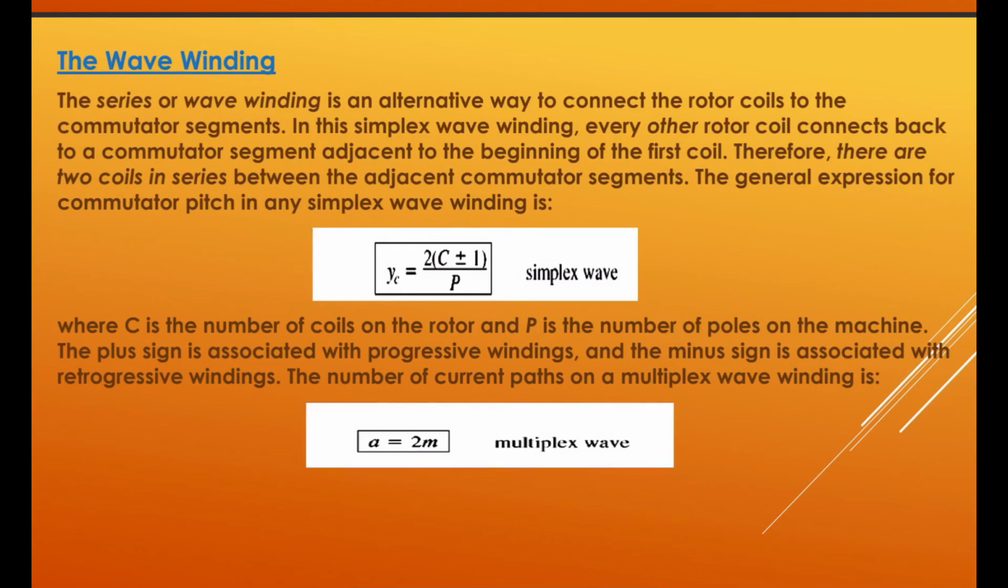We have the equation: y_c equals (2 multiplied by (C plus or minus 1)) over the number of poles. And A will be what here? A equals 2m for multiplex wave.